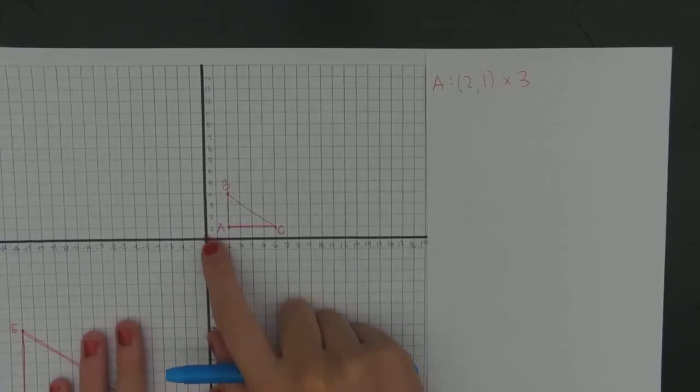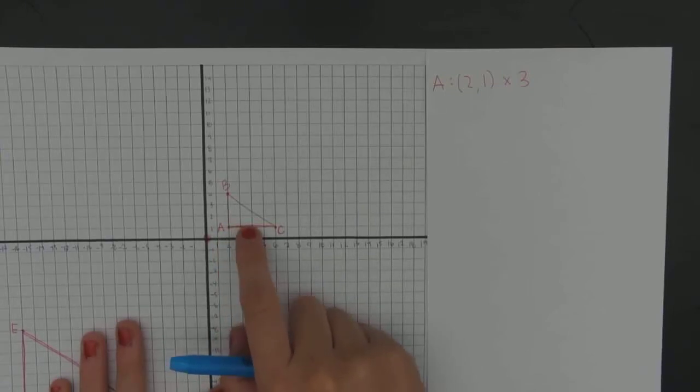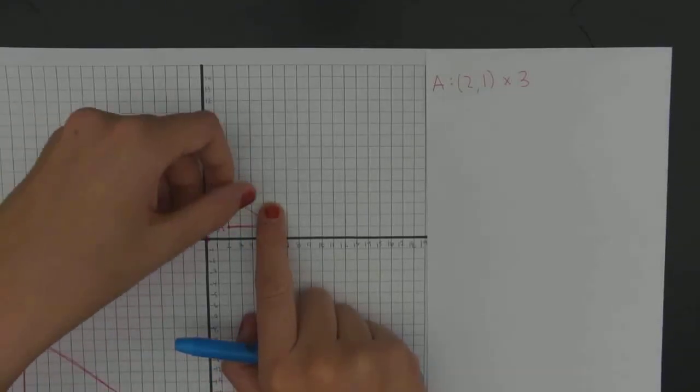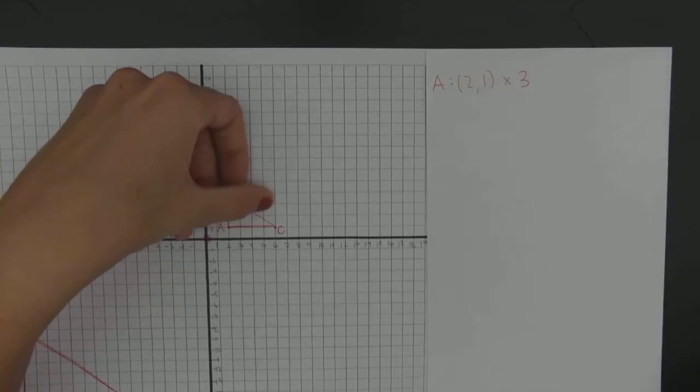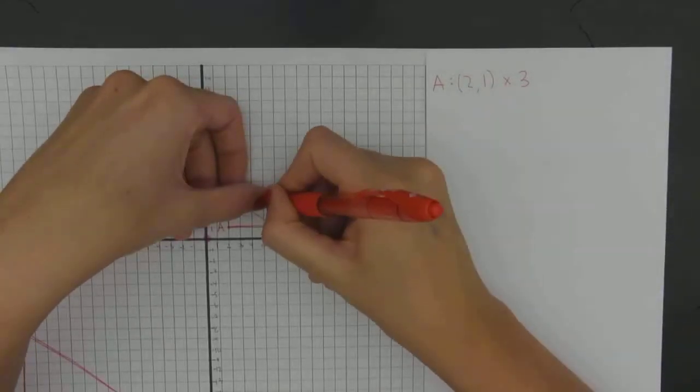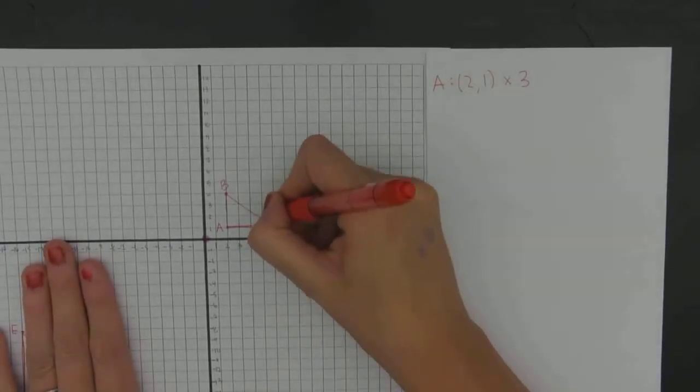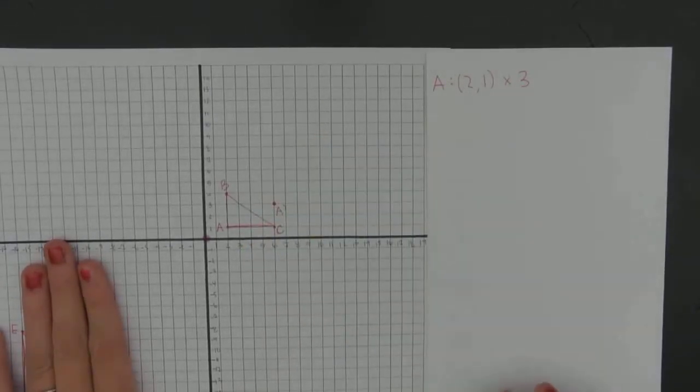Okay, so let's look at it. If I start here, I go over 2, up 1, over 2, up 1, over 2, up 1. So my point is going to be right here. I went over 2, up 1, 3 different times. So that is A prime. Okay? And now let's look at point B.